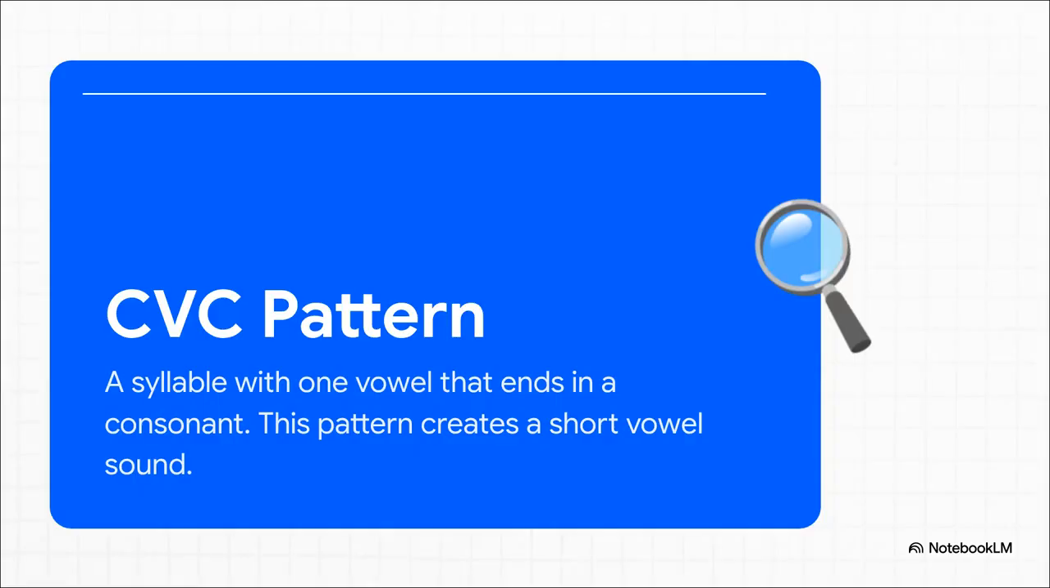So what's actually going on here? Well, this is the CVC pattern, consonant, vowel, consonant. In a word like cap, that single vowel is kind of closed in by the consonant at the end. That traps the vowel, locking in its short sound. It's one of the most basic building blocks in all of English.